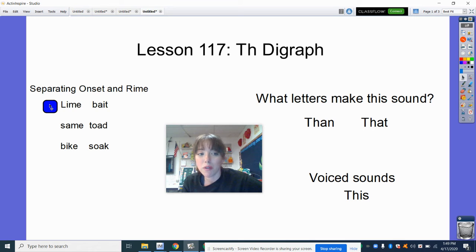Lime without l is ime. Good job. Our next word, say it with me. This word is bait. Bait without b is ate. Good job. Our next word is same. Same without s is aim. Good job. This next word is toad. Toad without t is ode.